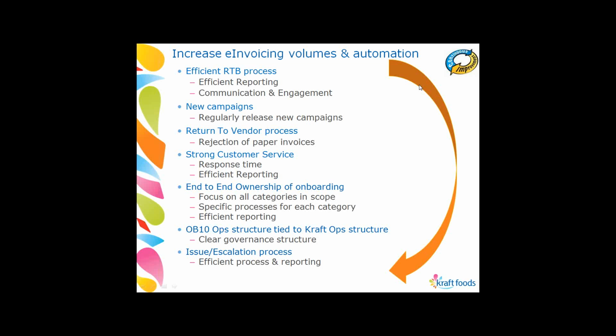And the last point is the issue and escalation process. And here I talk about, again, OB10 side and Kraft side. So we need to have an efficient escalation process on your side internally, so you are able to reply quickly on any type of question, but of course, following the priorities. And that also is important, that OB10 is also providing the same efficient process and reporting. So it's a matter of discussing how we can do that together and what is important and what is the best for our company.